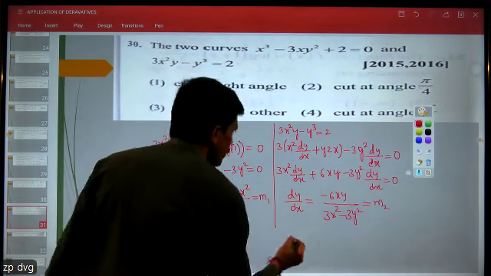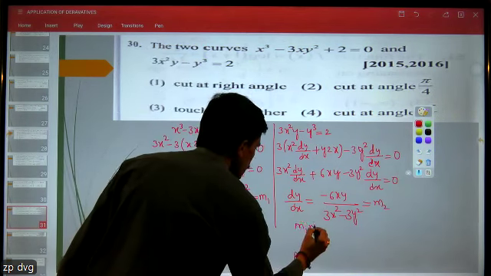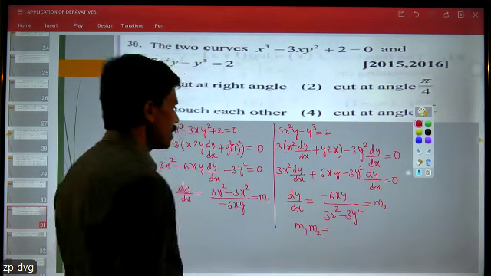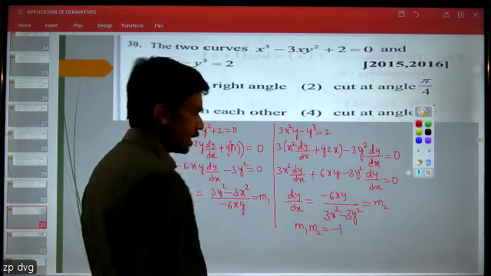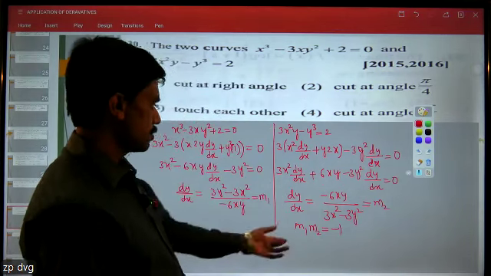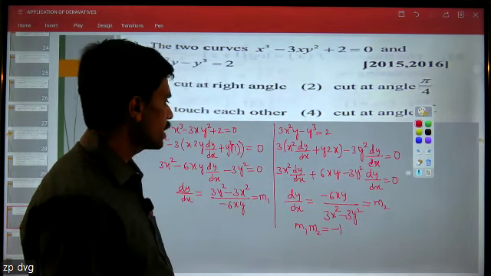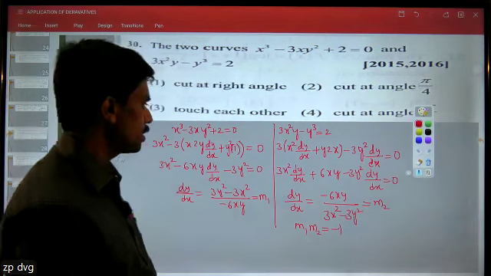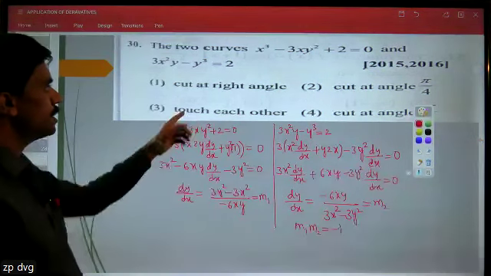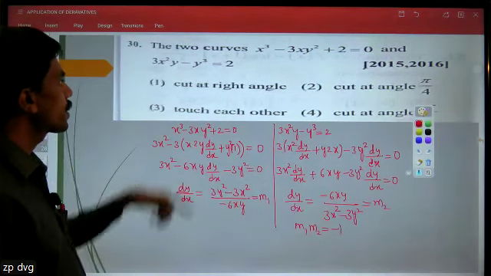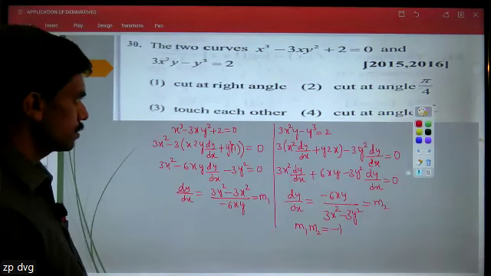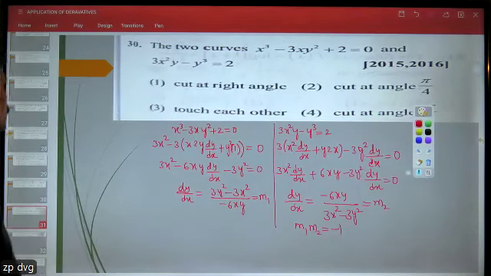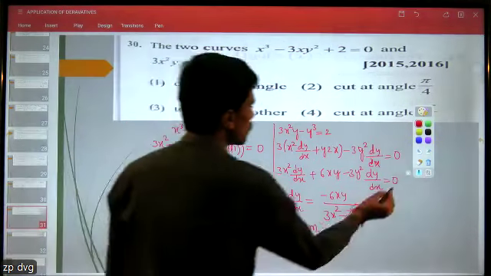If you multiply m1 and m2, we get minus 1. We know that in straight lines, if the product of slopes is equal to minus 1, then they are perpendicular to each other. So perpendicular means the answer is at right angle. Option 1 is the correct answer. Okay. So next, we'll go for question number 31.